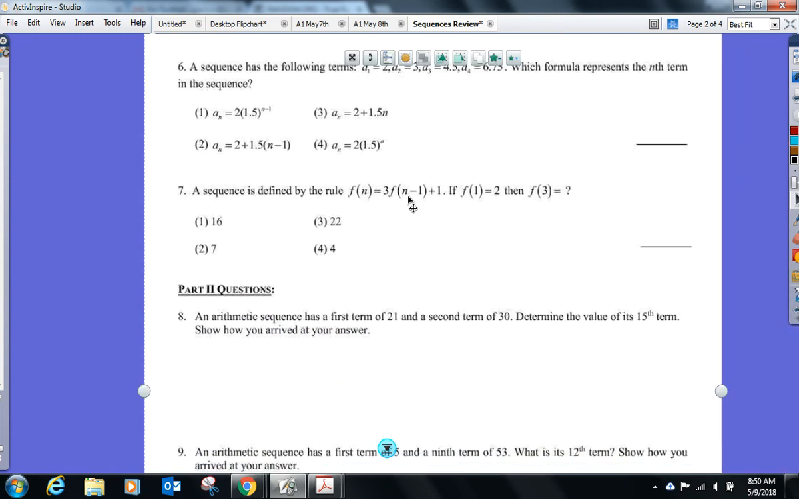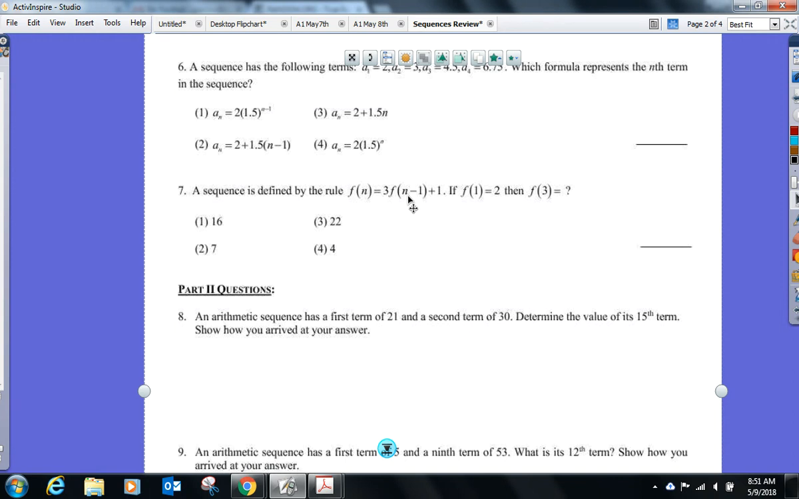Okay, there's the sequence with the following terms. Which formula represents the nth term of that sequence? For number 6, all right, I need somebody to tell me: geometric or arithmetic? 2, 3, 4.5, 6.75. Determine if it's arithmetic or geometric. You determine that right now on your own, because I've got to know which formula to pick.